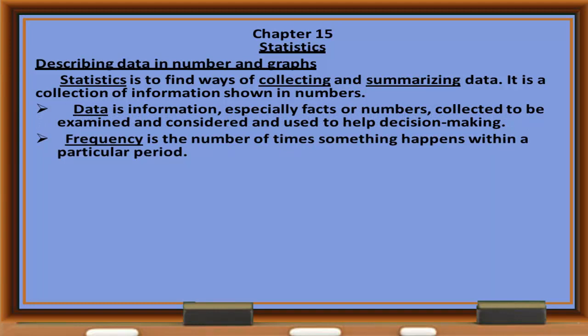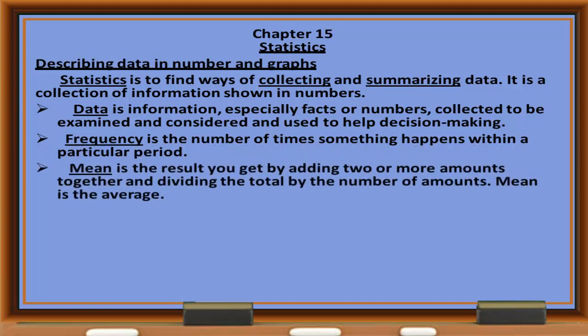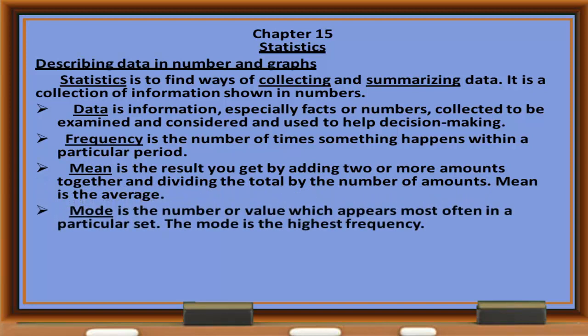Frequency is the number of times something happens within a particular period. Mean is the result you get by adding two or more amounts together and dividing the total by the number of amounts. Mean is the average. Mode is the number or value which appears most often in a particular set. The mode is the highest frequency.